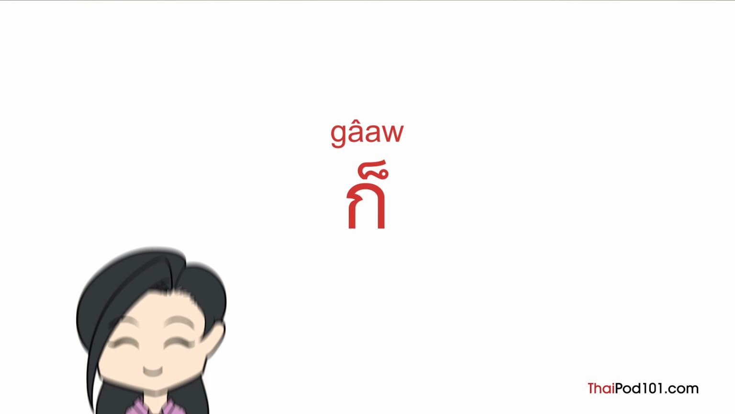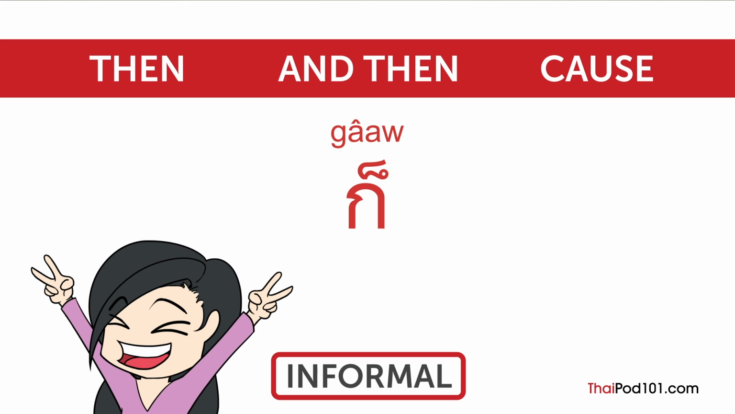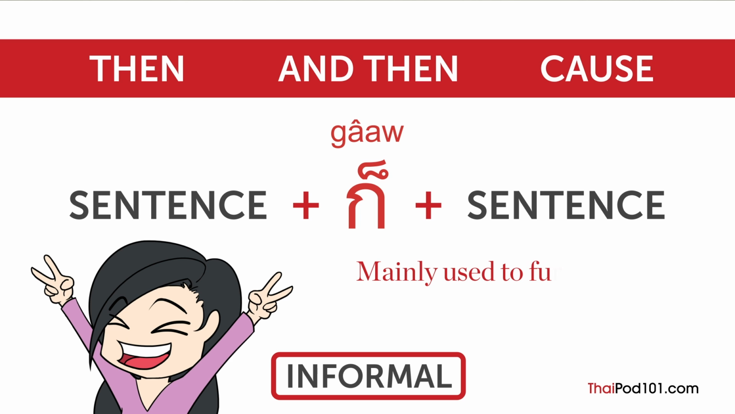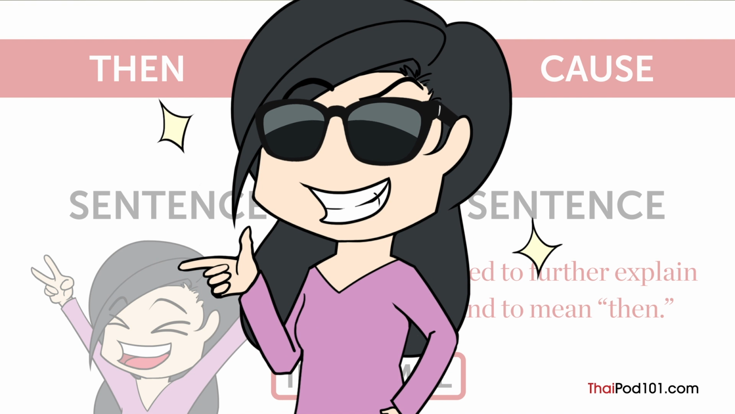The question for this lesson is, how do I use ก็ in Thai sentences? ก็ is a word that's used informally in Thai. There are various meanings to this word. It can be used in almost any conversational situation. Most of the time, it's a connection word, mainly used to further explain things and to mean them. Let's begin to explore the usage of this word in Thai sentences so you can master it.